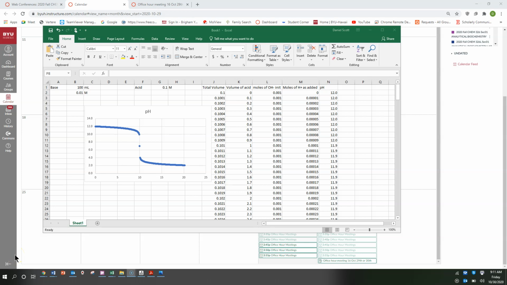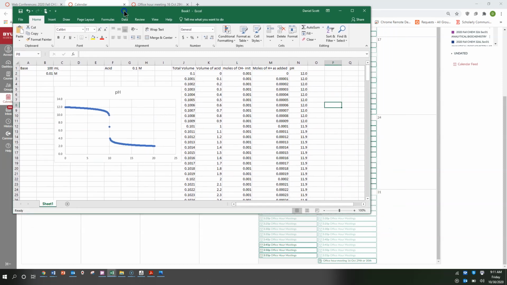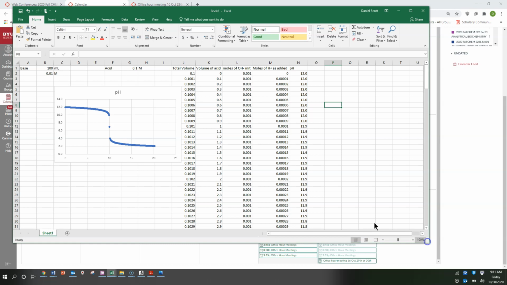All right, so for the assignment where we're trying to plot essentially a titration curve, right? This is what our curve should look like here. And I don't want to click on these equations because I kind of want you to struggle through them and learn how to get them to work.